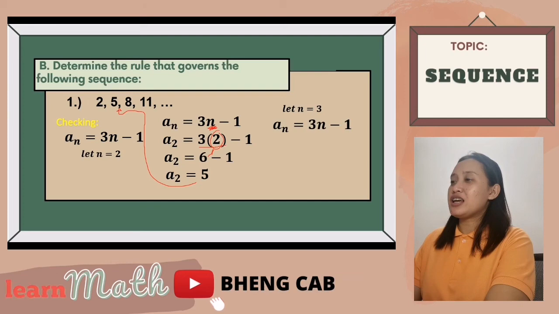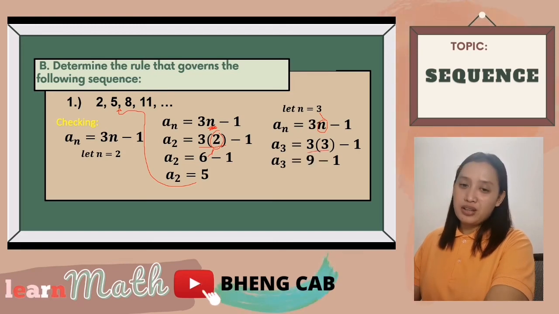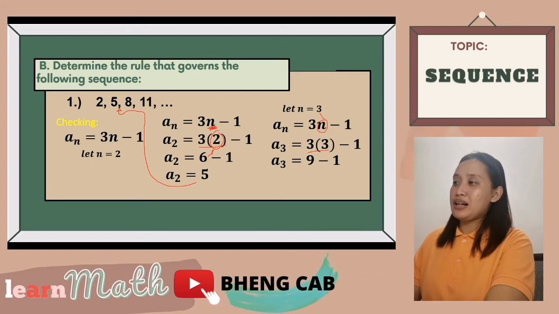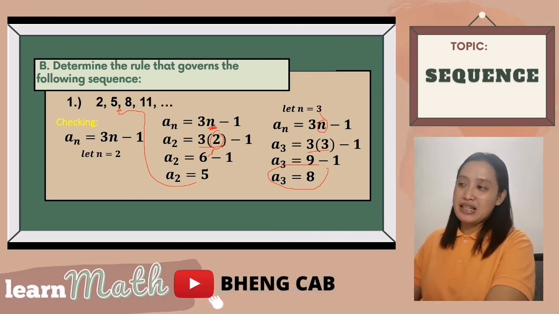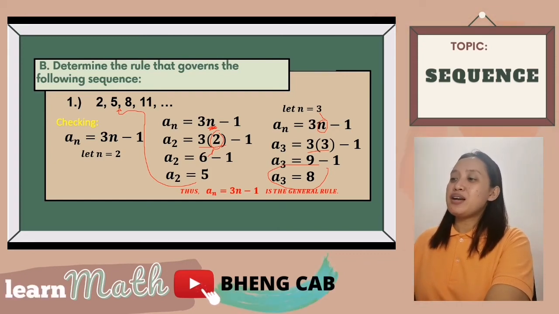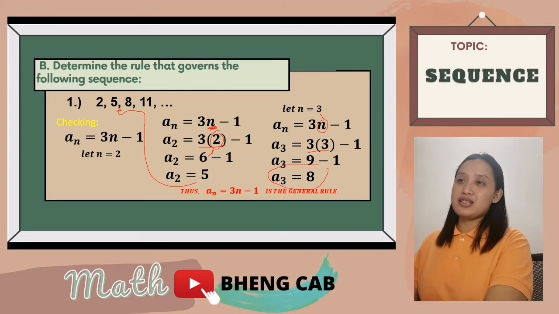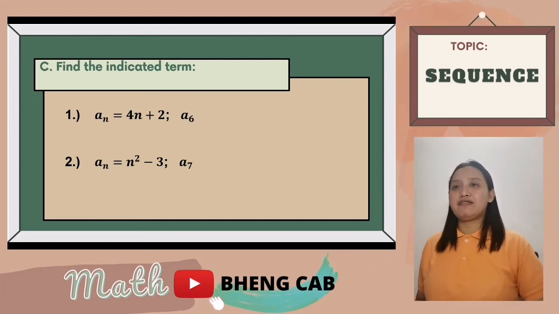Okay? So, a sub n equals to 3n minus 1. A sub 3 equals to 3 times 3 dahil ang n ay ito. So, 3 na to. Minus 1. A sub 3 is equal to 3 times 3 equals to 9. Minus 1. Copy lang natin. Simplified na yan. A sub 3 is equal to 8. Which is also same as the third term in our example. So, conclusion natin, thus, a sub n is equal to 3n minus 1 is the general rule of this sequence. Okay? Let's have the third objective. Find the indicated term.